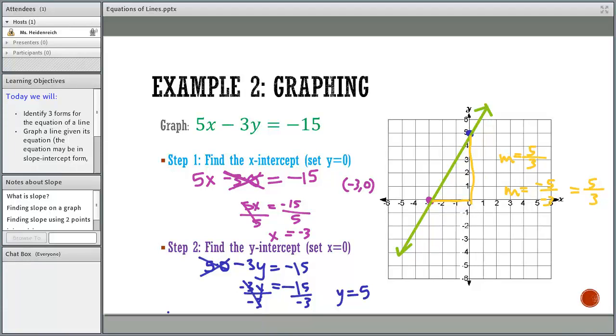So you can still find the slope if you have standard form, but you might want to graph it. You might want to solve the equation for y so that it ends up being in slope-intercept form. But either way, you can figure out the slope. You don't have to memorize a formula to do that.